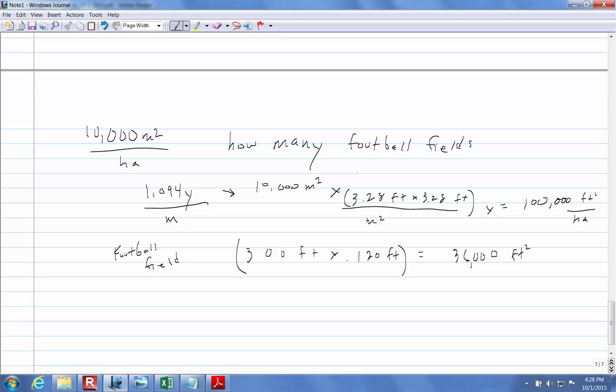So 100,000 square feet per hectare, and 36,000 square feet in a football field, so we've got about 3 football fields, right? 2.5? So we're looking at this table. Yeah, okay, 2 3/4, thank you. It's a better number. Roughly, that's fine.